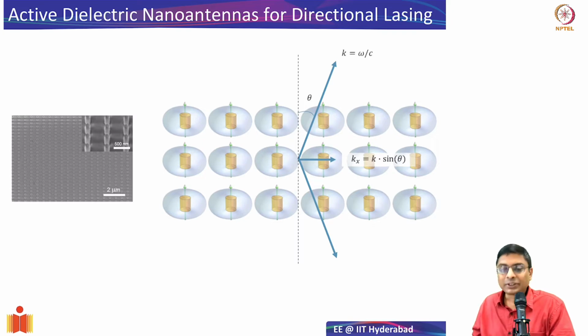So we talked about nanoscale lasing, right? And we said there is this metal nanostructure, metal dielectric combination that is required to actually miniaturize light.